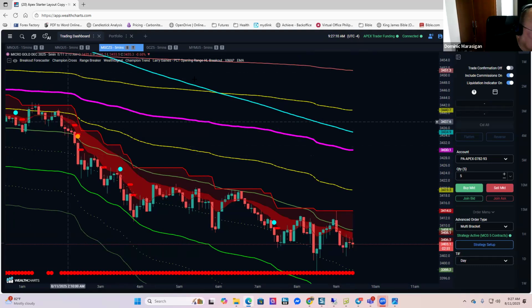You can see we're well below 233. That's why we're looking at shorts. This trend indicator is also below, price is below that as well. So we just continue going down.